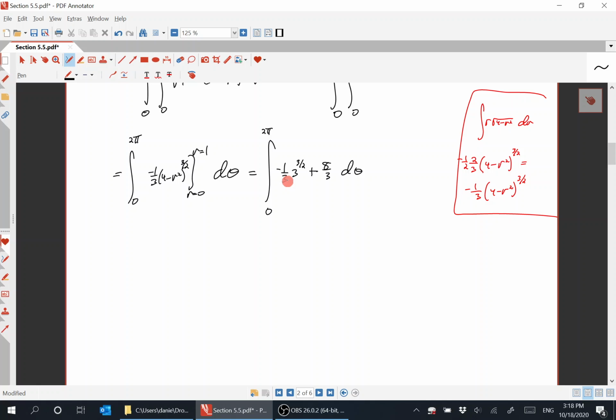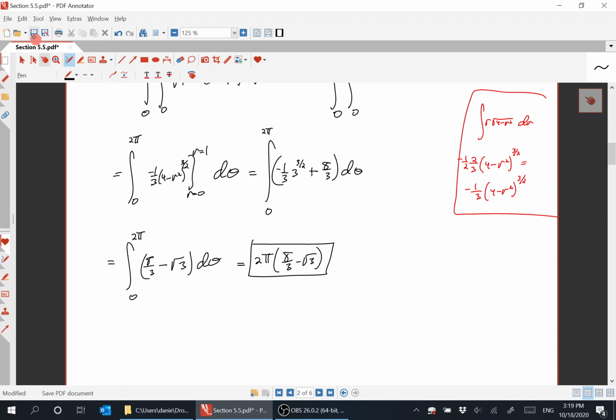So this becomes square root 3. So this is the integral from 0 to 2 pi of (8/3 minus root 3) d theta. That, of course, is a constant, so your final answer is just 2 pi times this: 2 pi times (8/3 minus root 3). Okay? So that's an example using cylindrical coordinates.